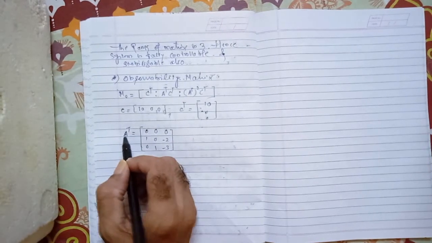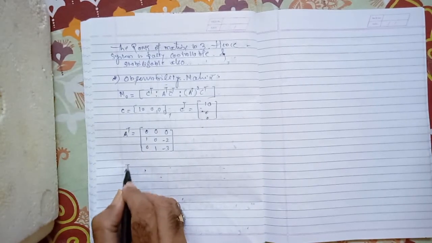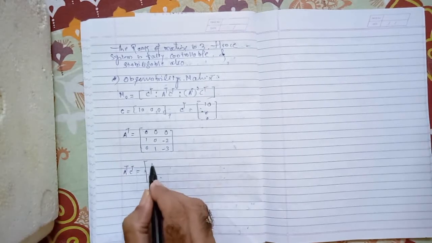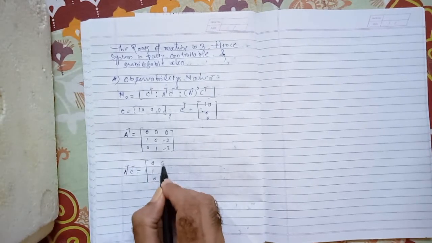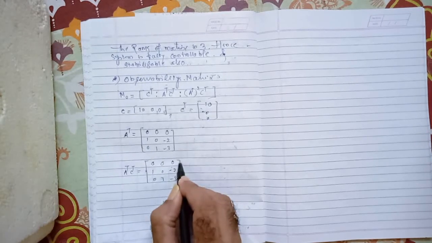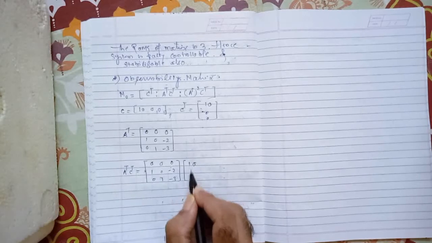Now A transpose is known, C transpose is known, so we can calculate A transpose C transpose. So A transpose C transpose, it is equals to 0 1 0, 0 0 1, 0 minus 2 minus 3. This is my value of the A transpose, and this is 1 0 0.